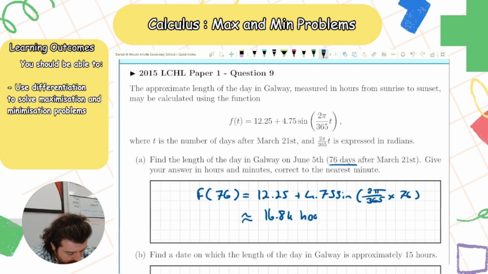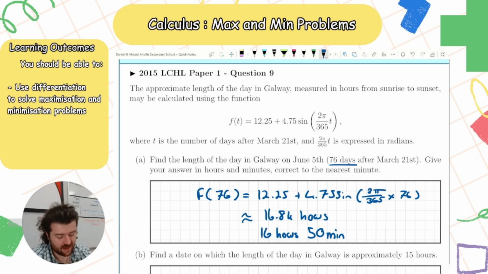16.84 hours, but it says correct to the nearest minute. So it's 16 hours and 0.84 of an hour, so multiply that by 60. 0.84 times 60 is equal to 50. So 16 hours and 50 minutes. Fine.